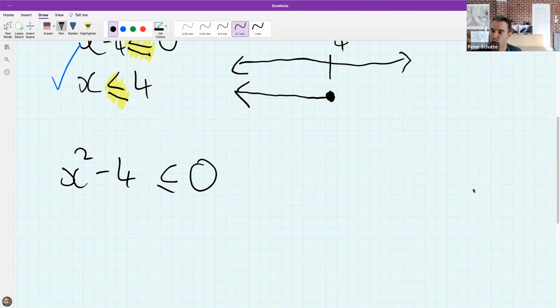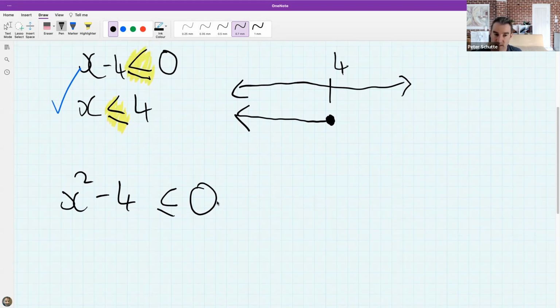Now, I want to ask you, what makes this question more difficult? It's still an inequality because I see the crocodile mouth, as I call it. You still have this funny sign, it's not equals. What makes this question more grade 11 than grade 10?